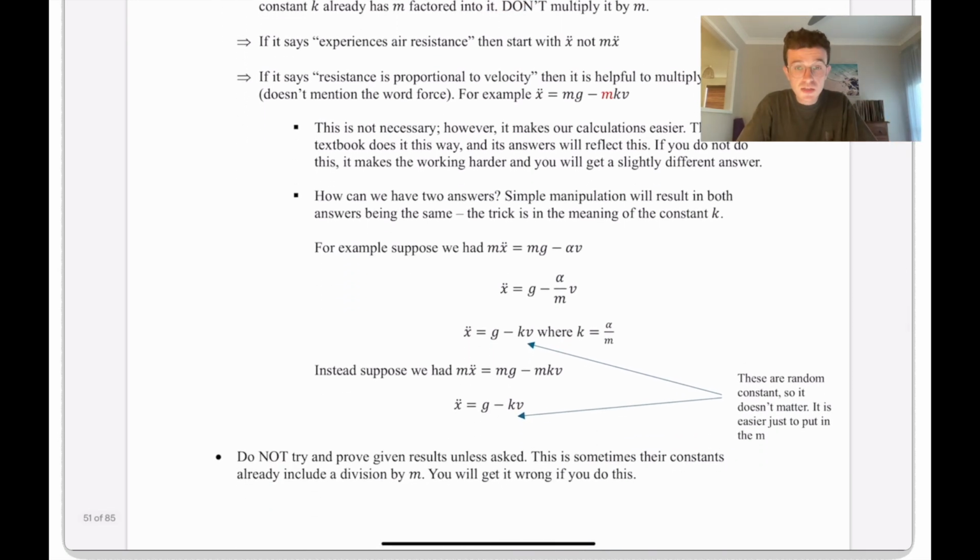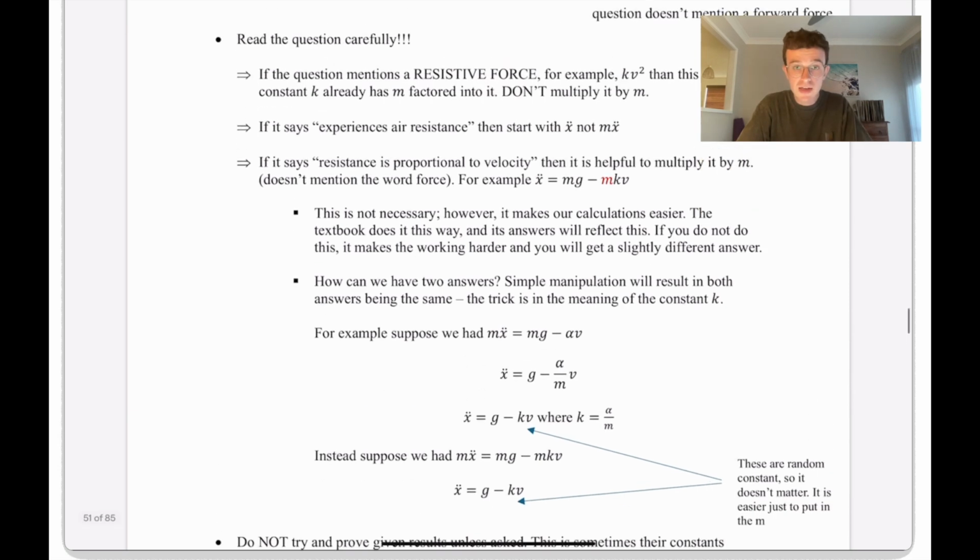Now, if it says resistance is proportional to velocity, then it's helpful to multiply it by m if it doesn't mention the word force. So for example, x double dot is mg minus mkv. Now this is not necessary. In fact, it is wrong to do that because resistance is independent of mass. But it does make our calculations easier.